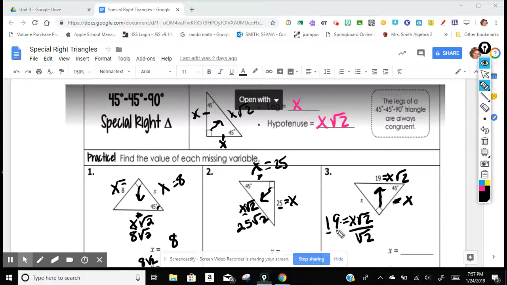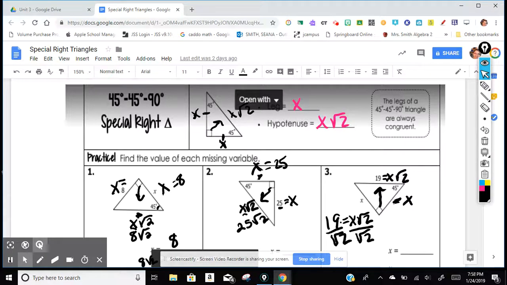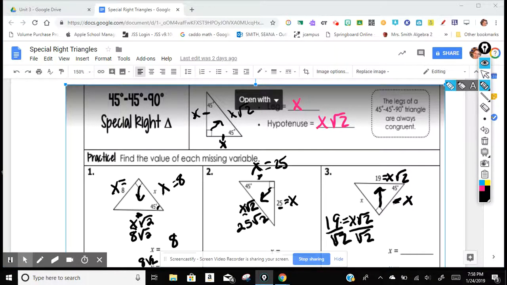So you just want to divide 19 by radical 2. Once you type 19 divided by radical 2 in the calculator, you'll get like 13.435. So we'll just round that to the tenths place. So x would equal 13.4. And both of these would be the same measure, 13.4 on both of those.